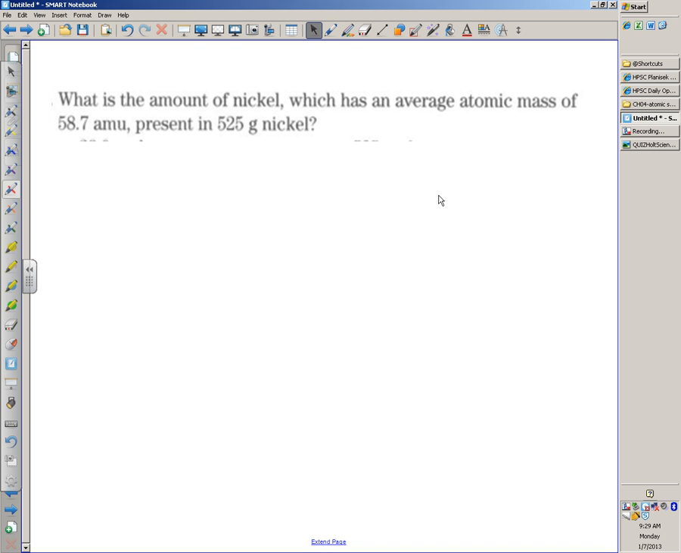So this question says, what is the amount of nickel, which has an average atomic mass of 58.7 AMUs, present in 525 grams of nickel? So go ahead, start it off. So are we saying how many atoms? That's what this one's asking you for, okay? Which is not really the best wording of this question. I wouldn't ask it this way. I would say, how many atoms of nickel are present in 525 grams of nickel?